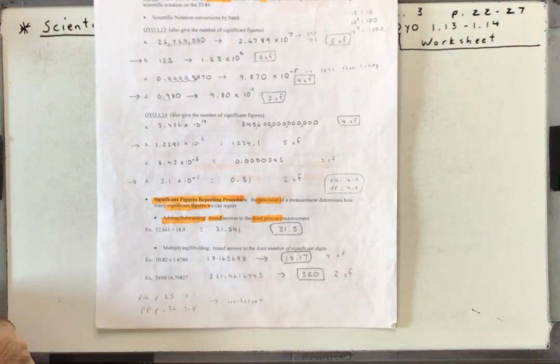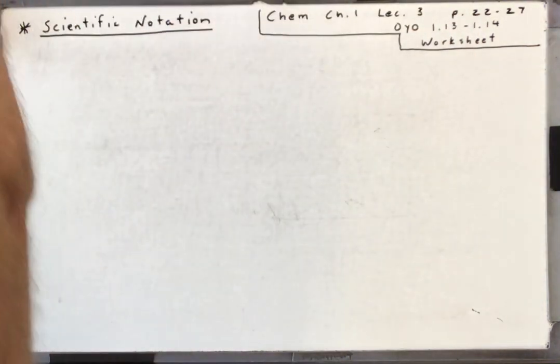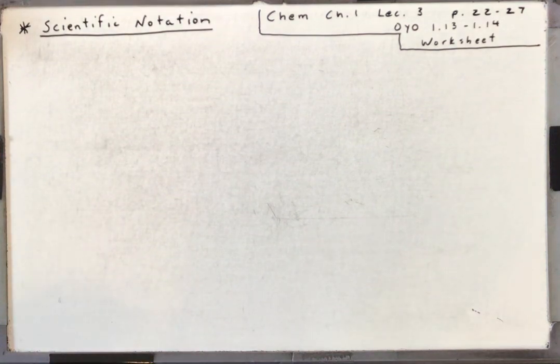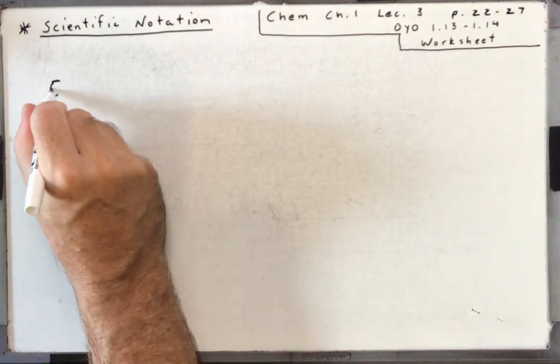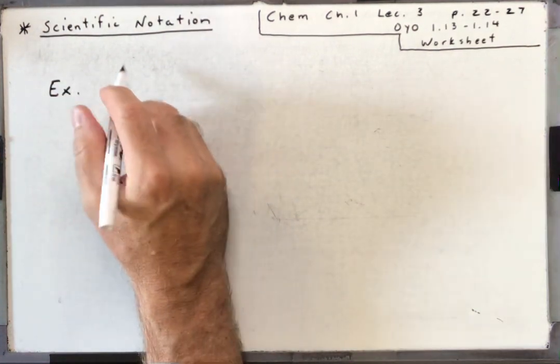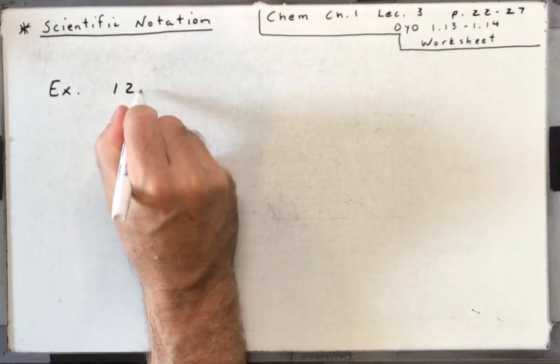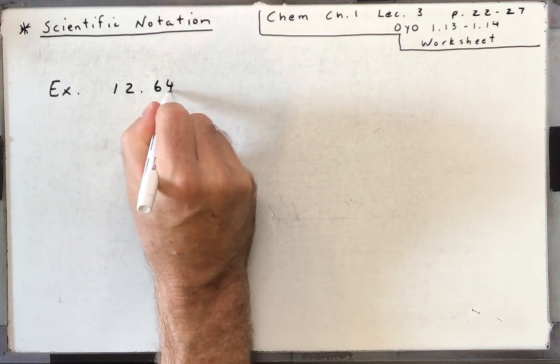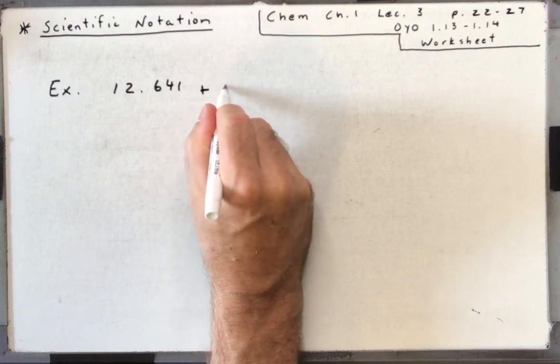So let me tell you what I mean by that. So we'll do these examples on the notes. So the example on the notes says that we want to add 12.641 to 18.9.